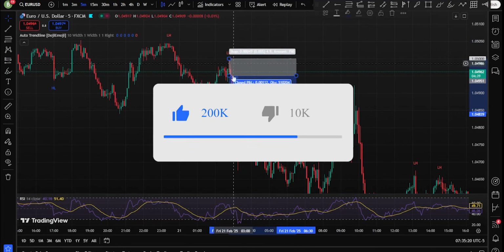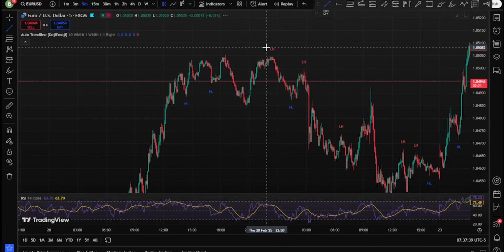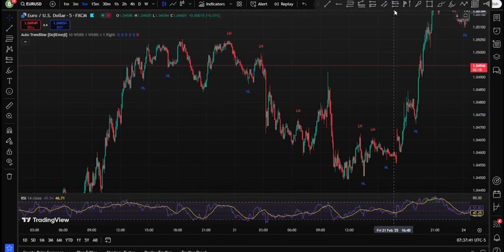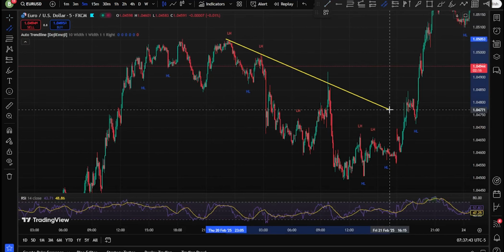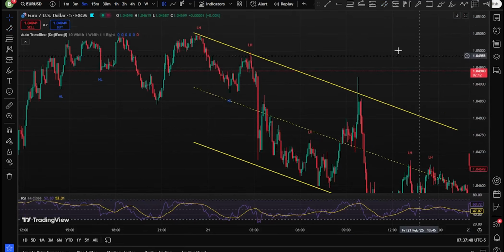Let's go to the most important strategy from which you can learn a lot. High volume zones: areas where the most trading activity occurred, indicating strong interest. Low volume zones: areas with little trading activity, suggesting weak interest.